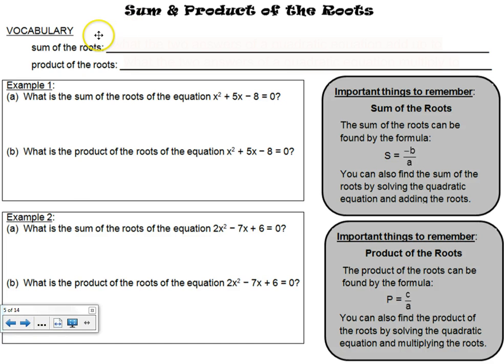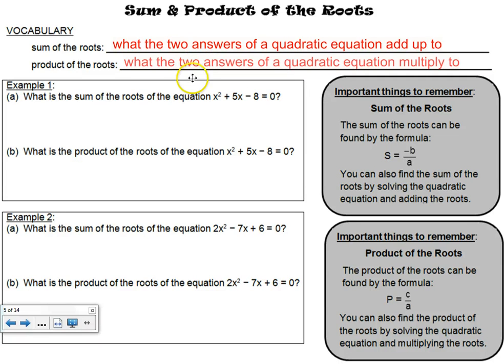Okay, so here are your vocab words. When you hear the phrase sum of the roots, that implies what the two answers of a quadratic equation add up to. And I'm sorry, it does not have to be just a quadratic equation. Sum of the roots just means the sum of all the answers. But we're dealing with quadratics today, so that's why I chose that in our vocab. Product of the roots for quadratic equations is what the two answers of a quadratic equation multiply to.